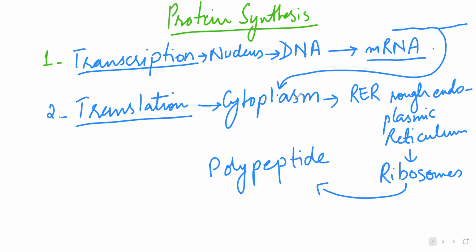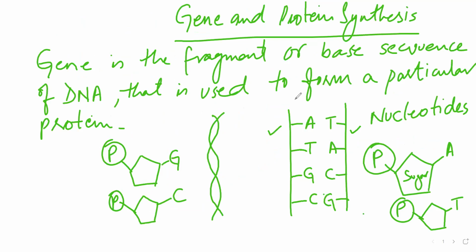Let's have a brief recap. So first, what is a gene? A gene is the fragment or the base sequence of DNA that is used to form a particular protein, right? And we have studied the DNA structure first. DNA is a polymer of nucleotides. Nucleotides are the basic units for the formation of a DNA. And DNA is a double helical structure, and both the strands have nucleotides, right?